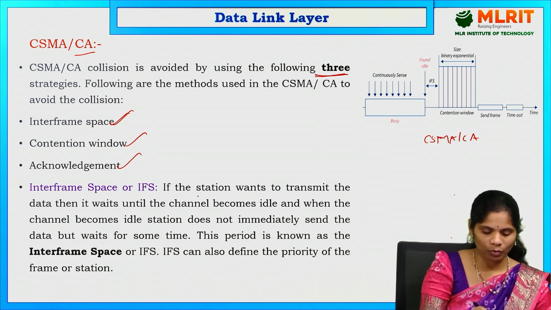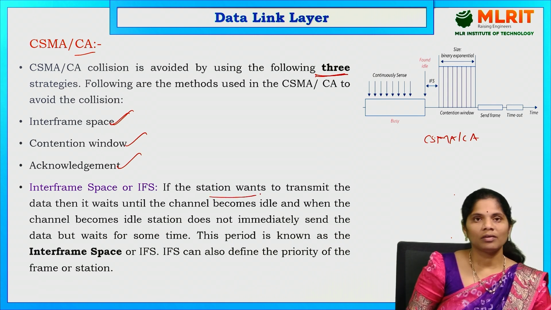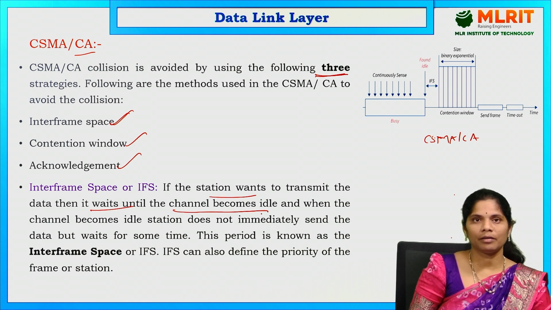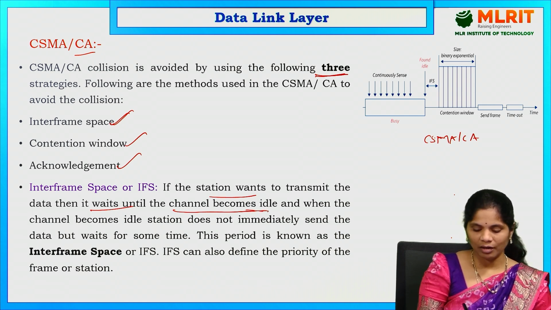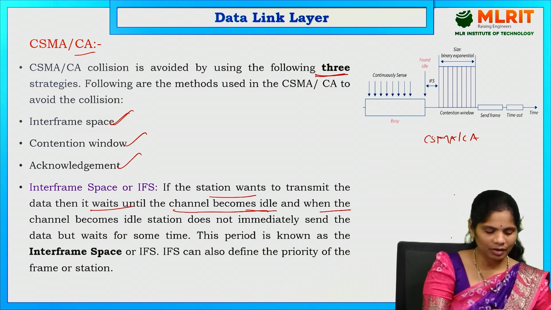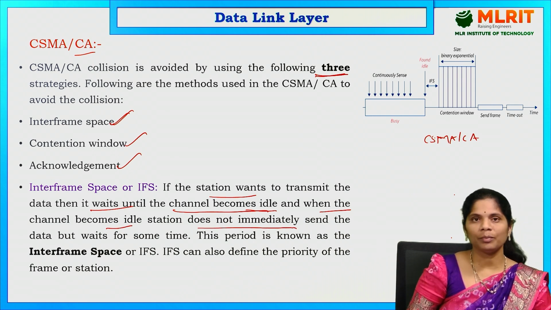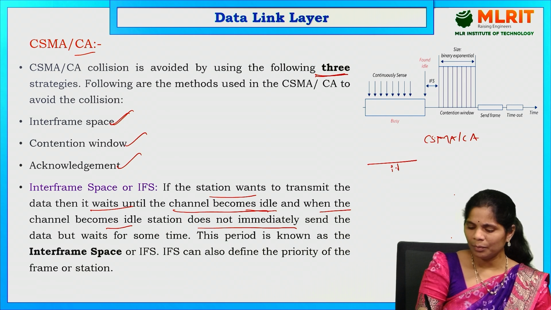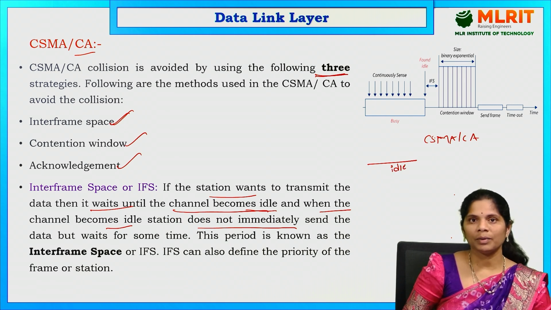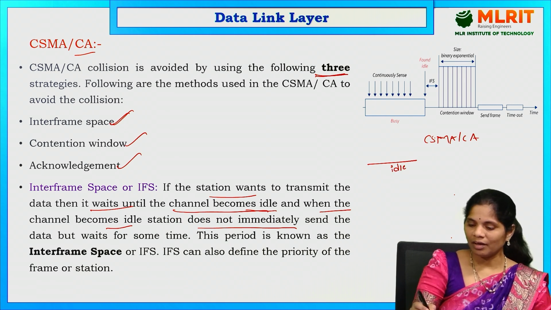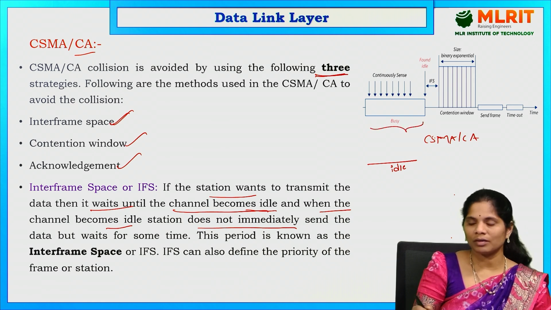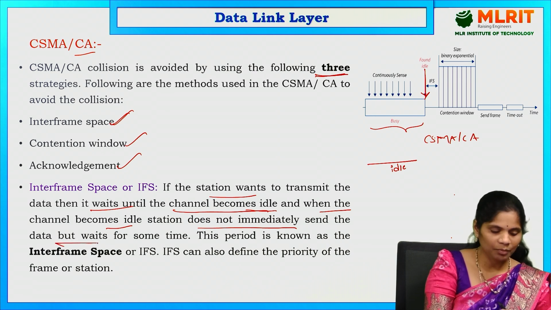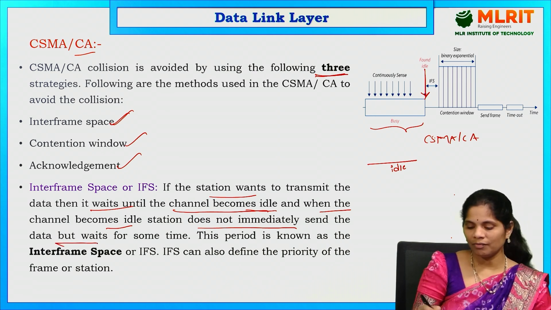First, what is the interframe space? It is talking about when the station wants to transmit particular data. It will wait until the channel becomes idle. When the channel becomes idle, it does not send the data immediately. In the previous case, if the channel is idle, it will immediately send the data, and in CSMA/CD, if it is busy, there is no work. Here, even if the channel is idle, it will wait again some random amount of time. It will not send immediately.